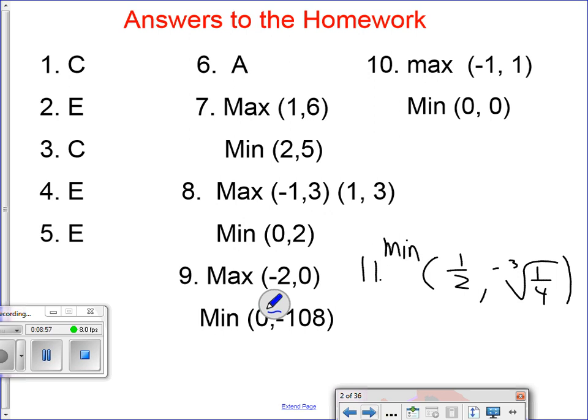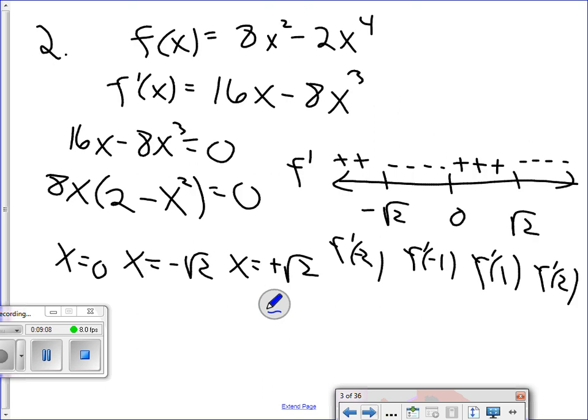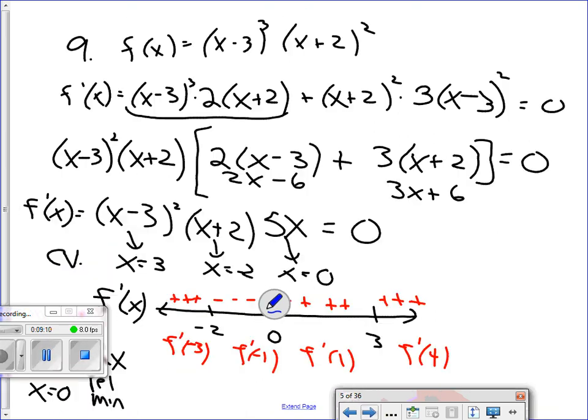You didn't have to give the y values. Okay. Anyone still checking? I just got to make sure I finish this. Oh, sorry. I was going to give you the answer to 12.